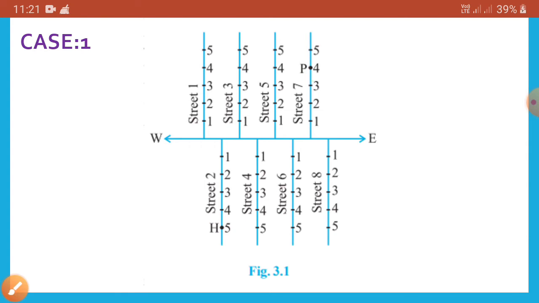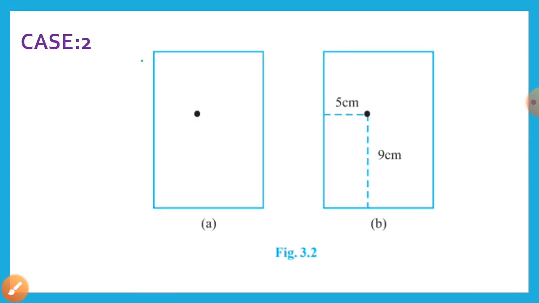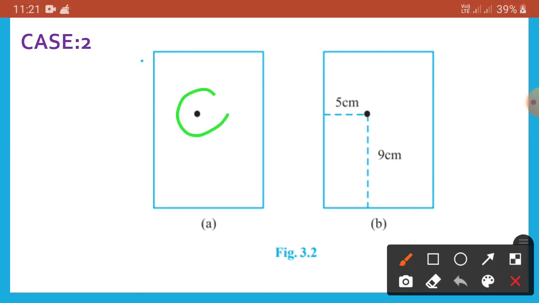Now we are considering the second case. Suppose you put a dot on a sheet of paper. If we ask you to tell us the position of the dot on the paper, how will you describe it? You might say that the dot is in the upper half of the paper, or that it is near the left edge of the paper, but the actual position of the dot is not clear.